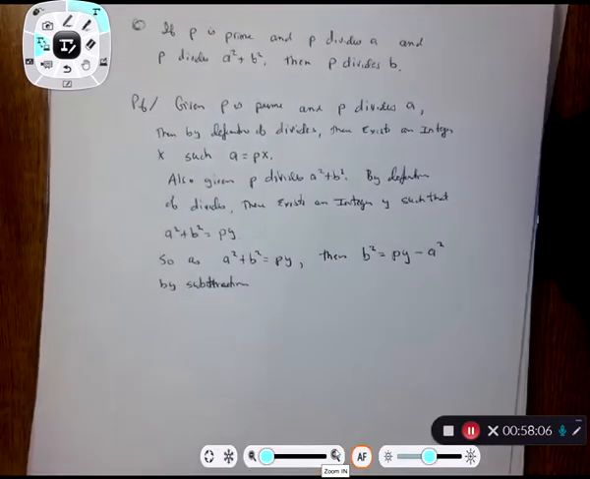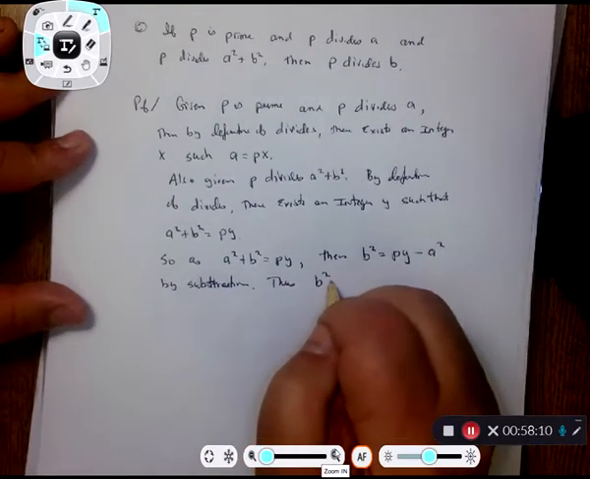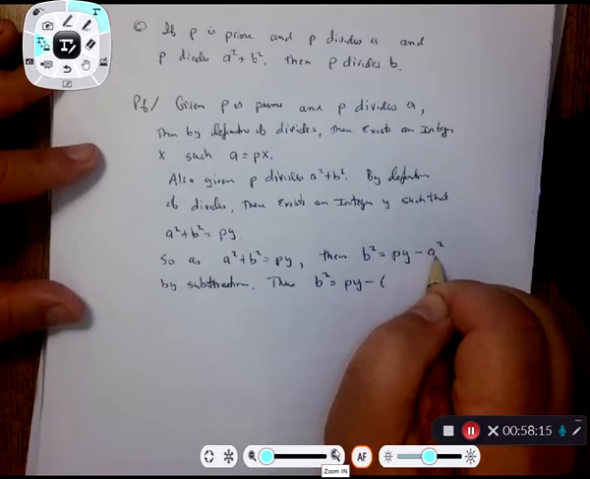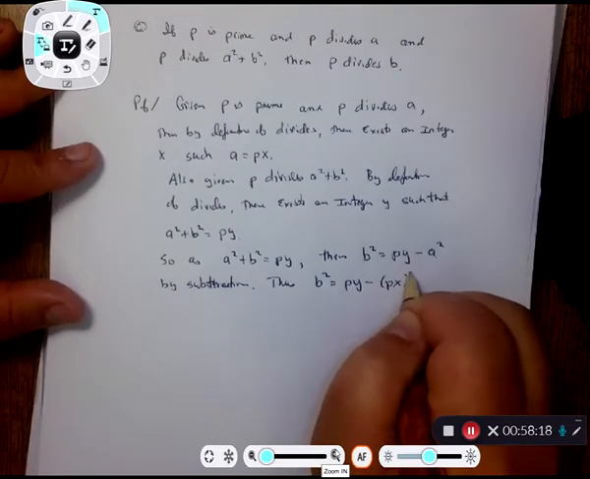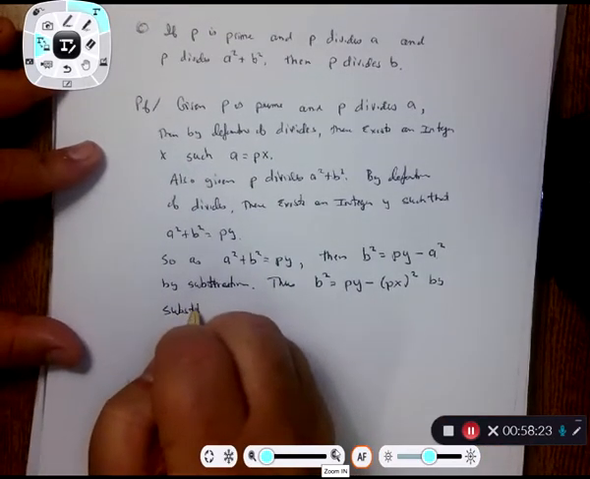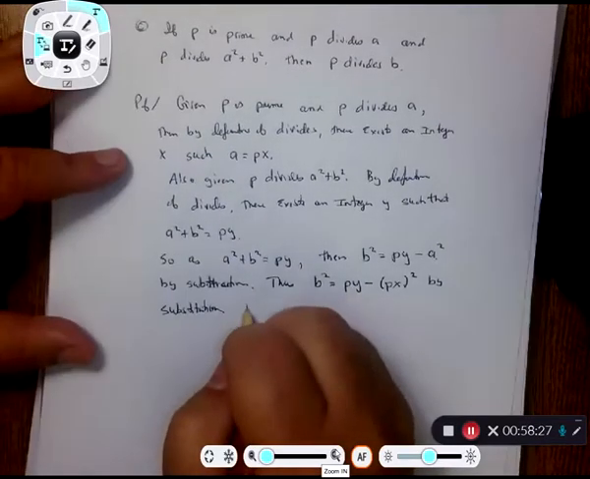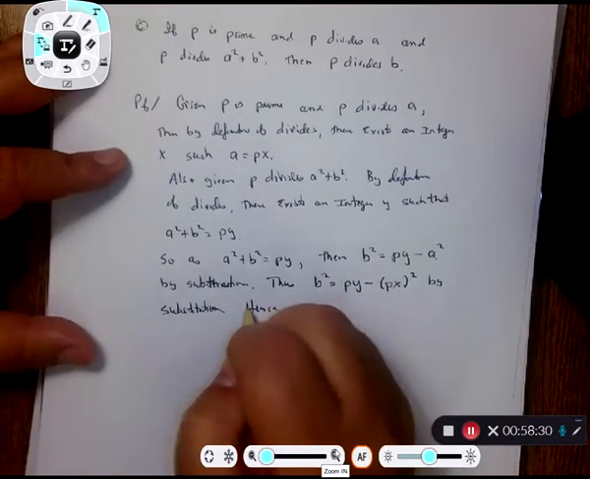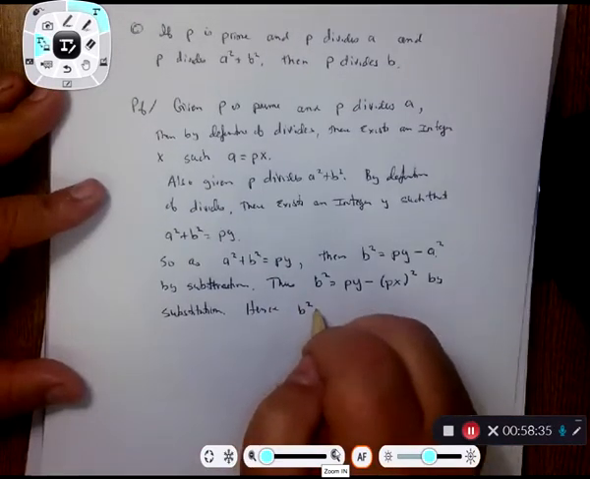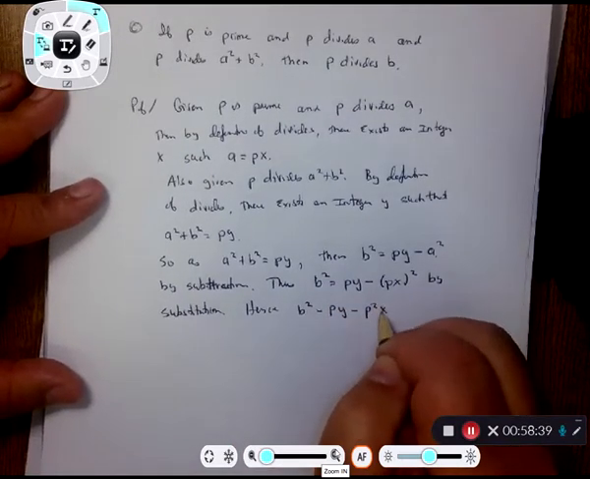All right, now let's keep going. Thus, b squared is equal to py minus, I get to replace the a with px, but it's being squared. This is by substitution. Hence, great linking words: thus, therefore, hence, this implies. Hence, b squared is equal to py minus p squared times x squared.